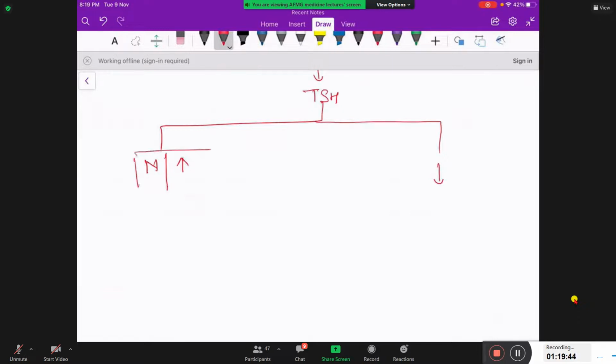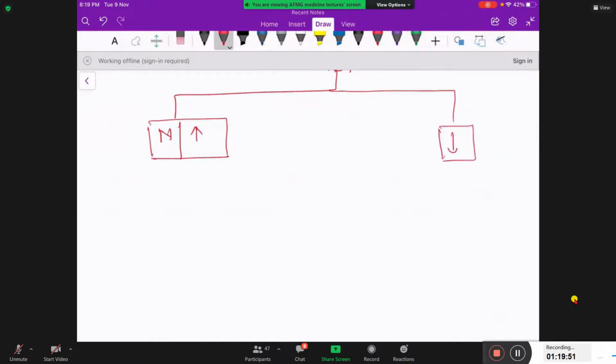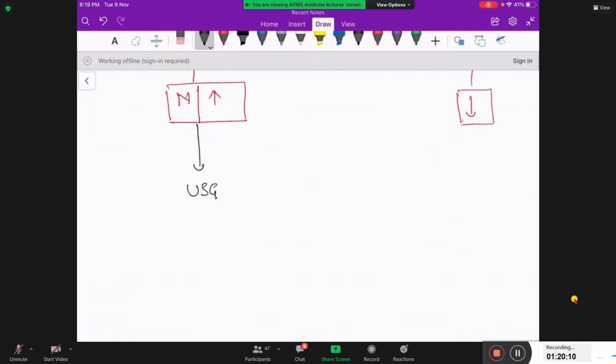Agreed? So normal and increased TSH is grouped in one category. Decreased TSH is grouped in another category. So if it is normal and increased TSH, the guideline says the next step is ultrasound. Next step is ultrasound. And after ultrasound, the next step is FNAC.